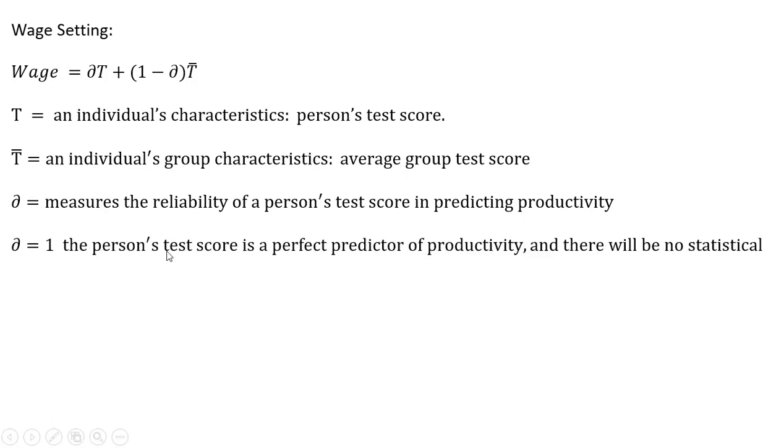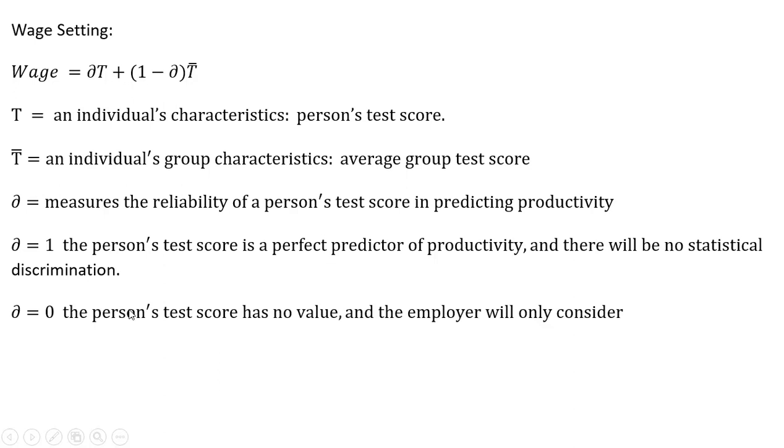If alpha equals 1, the person's test score is a perfect predictor of productivity and there will be no statistical discrimination. If alpha equals 0, the person's test score has no value and the employer will only consider the group characteristics.